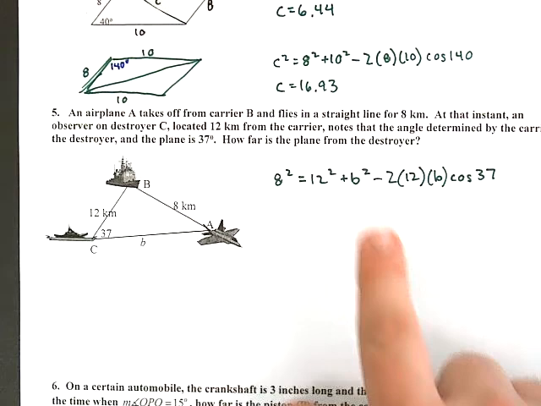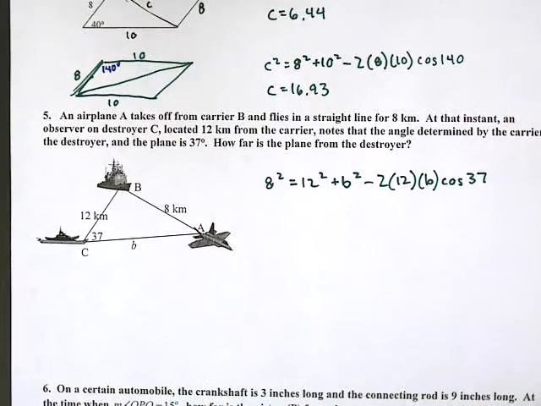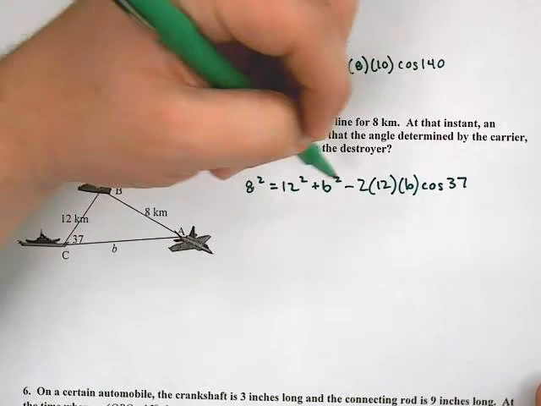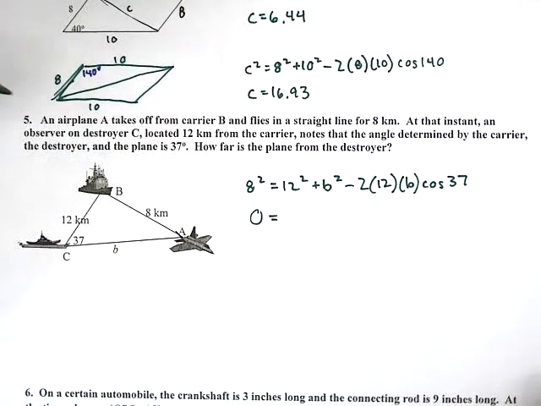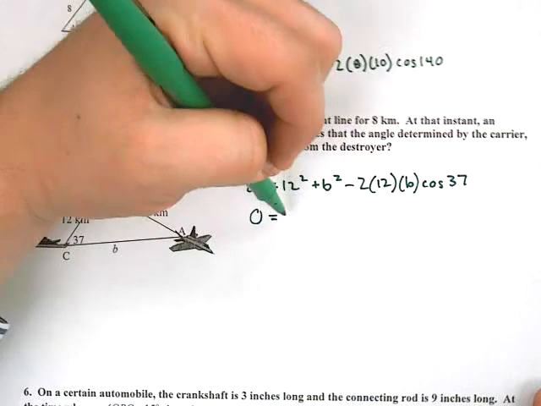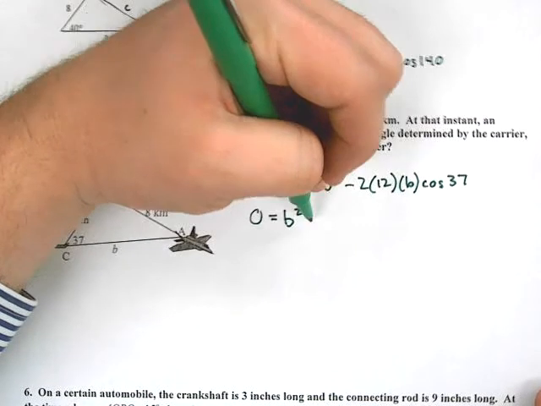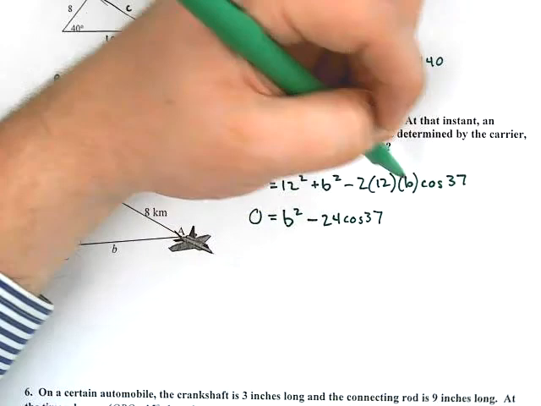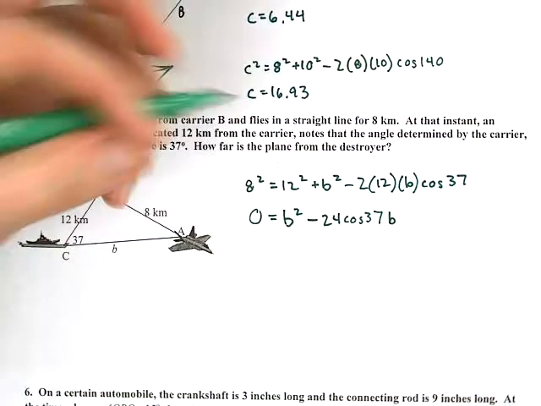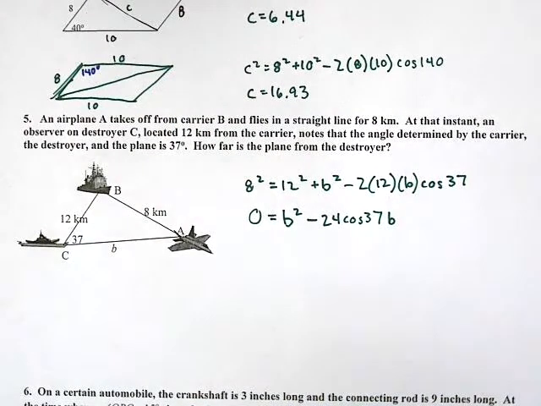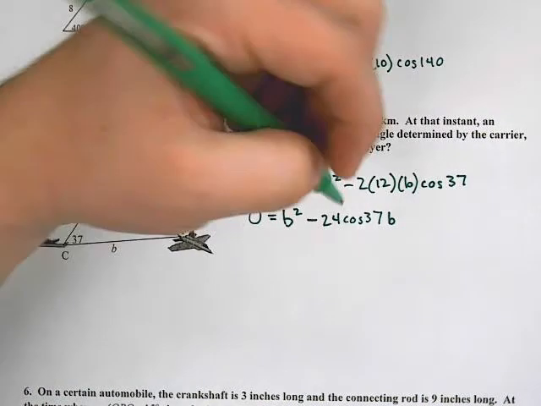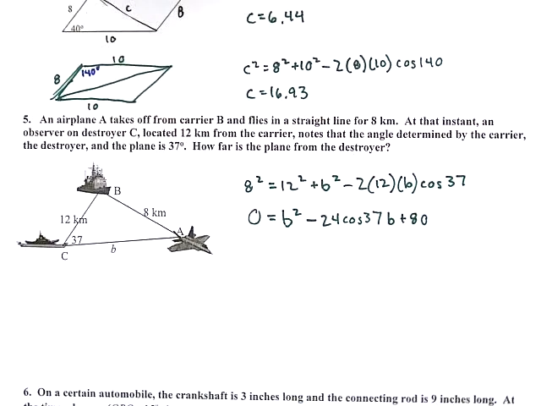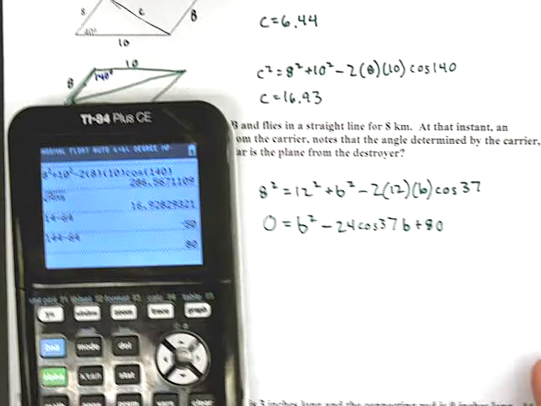So once again, we're going to end up with a quadratic, and we're going to be able to use that calculator program to help us out. So again, I want to solve for 0, because you have to solve for 0 to use the quadratic formula. And we write it in descending order. So b squared minus, what do we have here? 24 cosine 37, b. And then what do we have? 144 minus 64 is, oh, I did that wrong. 144 minus 64, we have positive 80, all right, plus 80. And so now we have our quadratic.